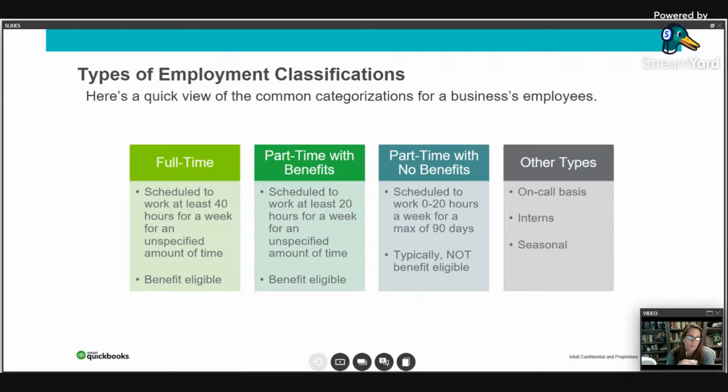So the types of employment classifications, quick view on this, we have full-time employees. Full-time employees work more than part-time employees. Generally, full-time employees will receive benefits like health insurance that part-time employees may not. There are some companies that do provide their part-time employees benefits, but the definition of a full-time employee depends on who you ask. But I think for most employers, it's going to be a 40-hour work week.